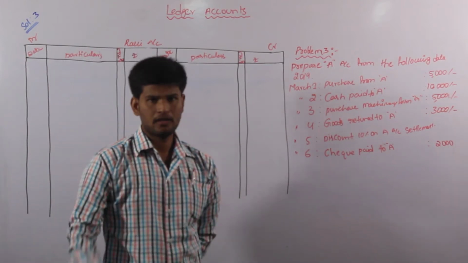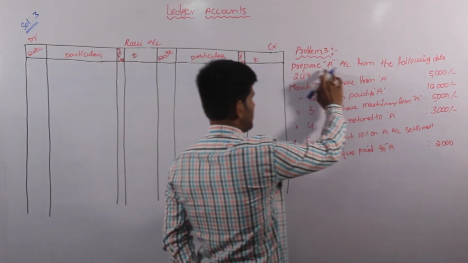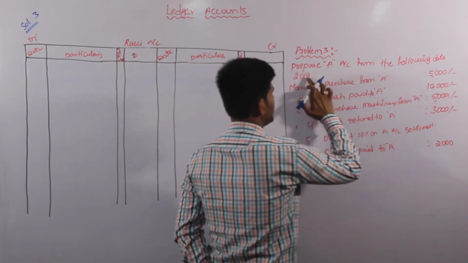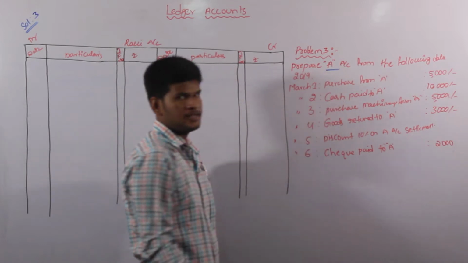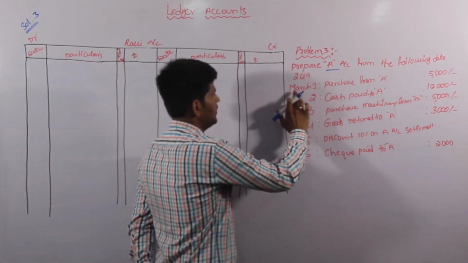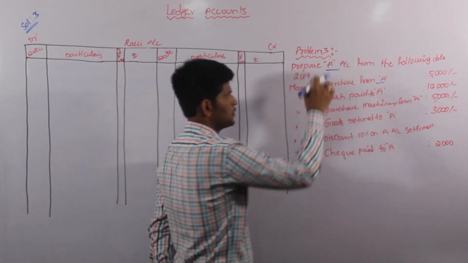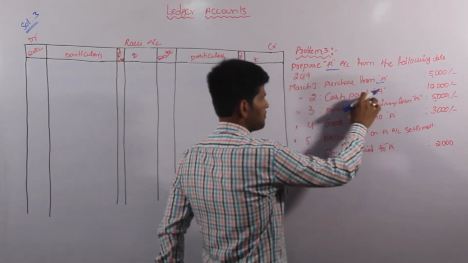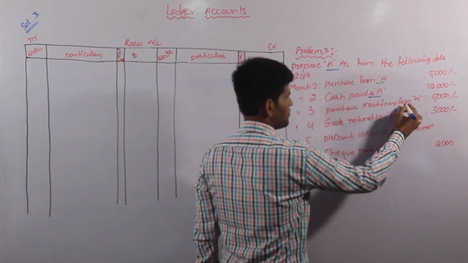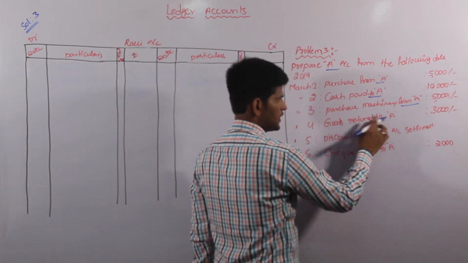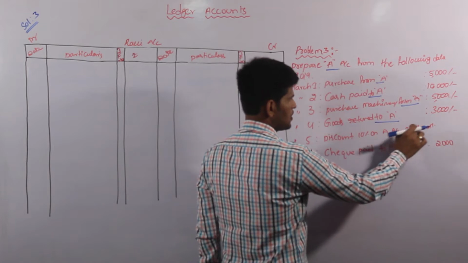This problem consists of only one logic, which we are going to read. Prepare A account from the following data, 2019. The name of the ledger account is A account. March 1st, purchase from A, 5000. This also comes under the name of A. Cash paid to A. This also relates to A. Purchase machinery from A. This is also similar. Goods returned to A. This is also similar. Discount 10% on A account settlement.